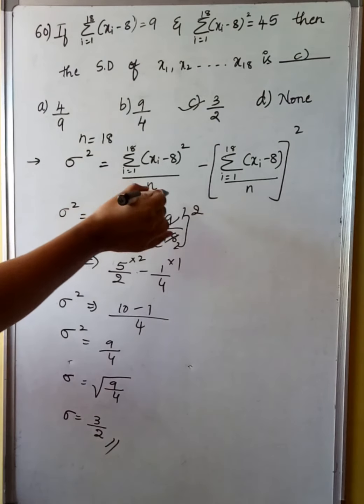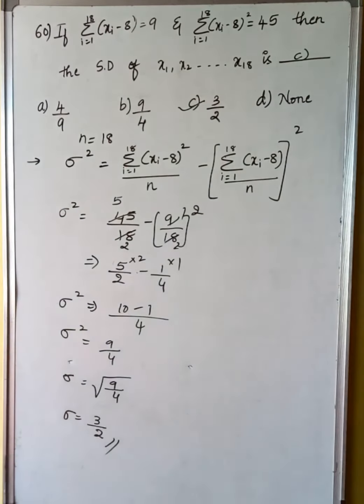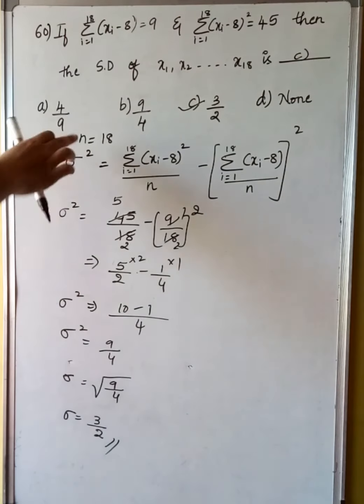This formula you already know. That's why I had already written it and kept it on the board. That is sigma x square divided by n minus sigma x divided by n whole square. This is nothing but the variance formula. Using that formula, I have simplified. Hope students have understood this question. It is very simple because the values are already given to us, and the n value is also given. Just substitute and simplify.